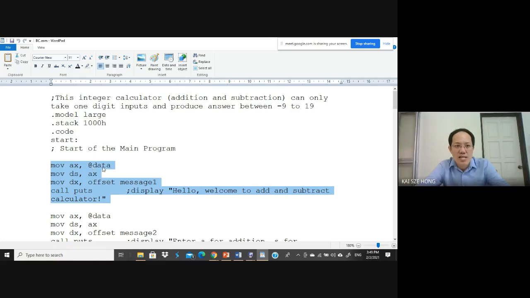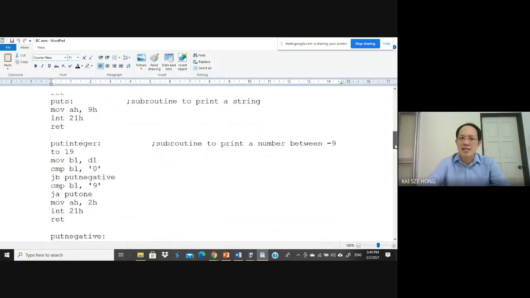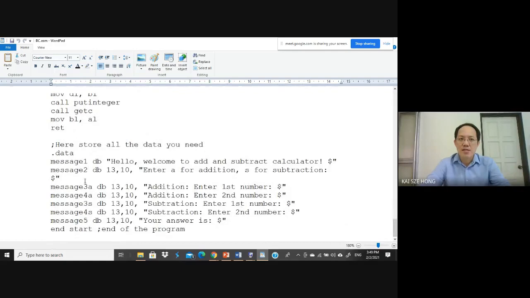So where is this add data? Add data is directly here: message one, hello, welcome to add and subtract calculator, and then a dollar sign here. At the end, you put 13, 10. 13, 10 means in the computer carriage return, it means enter, the next line. So this is defined as database byte. Message one, database byte, then the hello, comma, space, welcome to add and subtract calculator. So this is the end. The dollar sign means end.